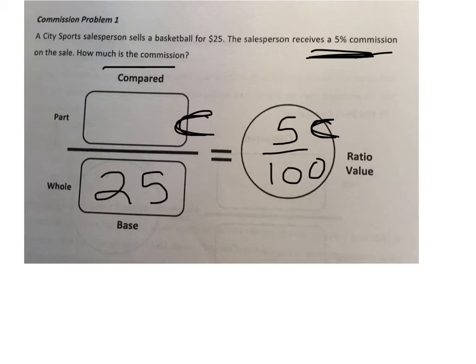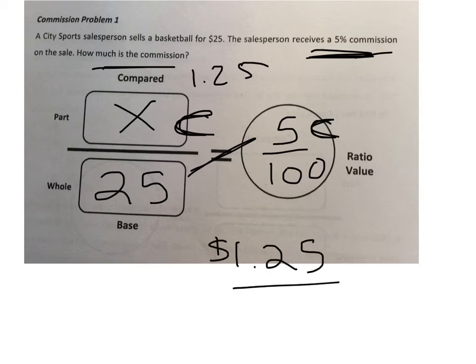And if you check your question, it says how much is the commission. That's what we don't know, so that's what we're trying to figure out. So to figure that out, you can go ahead and multiply across and then divide by 100. So you multiply these two numbers, 25 times 5, divide by 100, and you get 1.25. So her commission is $1.25. And if you think about it, that makes sense. $25 basketball, the company's going to make most of the money, but at least the salesman gets $1.25 of that.